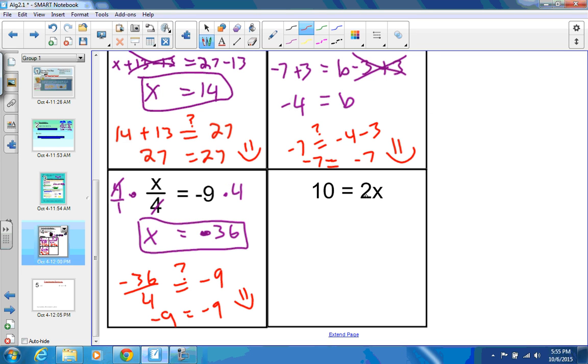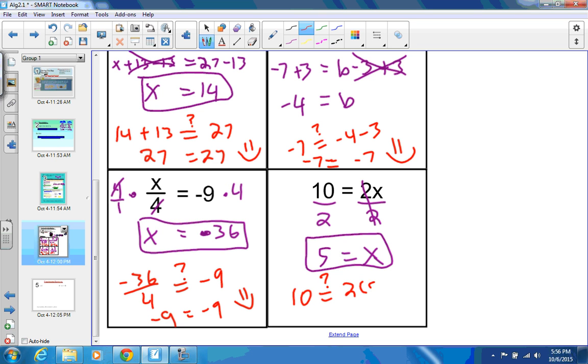Last one, 2x or 10 equals 2x. So think, what does it mean when you have 2 with an x next to each other? Well, that's multiplication. So we're going to undo it with division. And this I'm always going to do underneath. Divide it by 2, divide it by 2. So 2 over 2 becomes a 1, or just 1x, which we know is just the same as x. And 10 divided by 2 would be 5. All right, I'm going to check it by doing 10. Is that equal to 2 times 5? Well, 2 times 5 is 10, so you betcha. Give yourself a smiley face again.